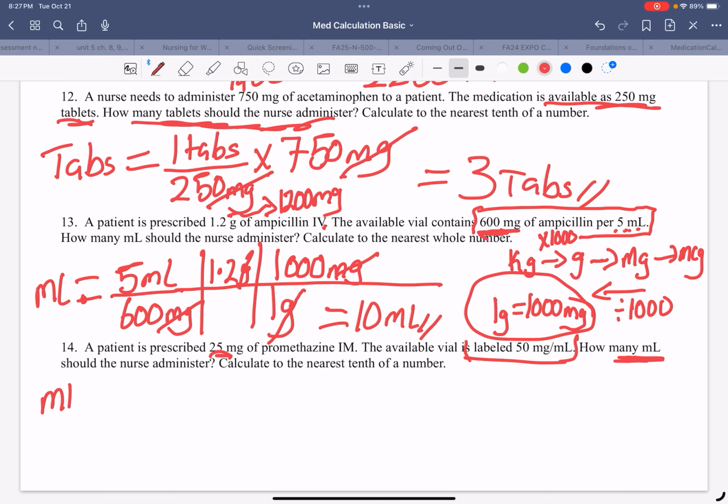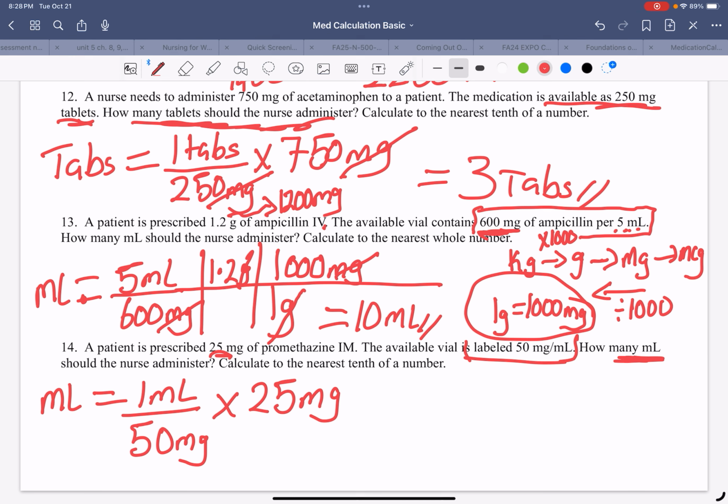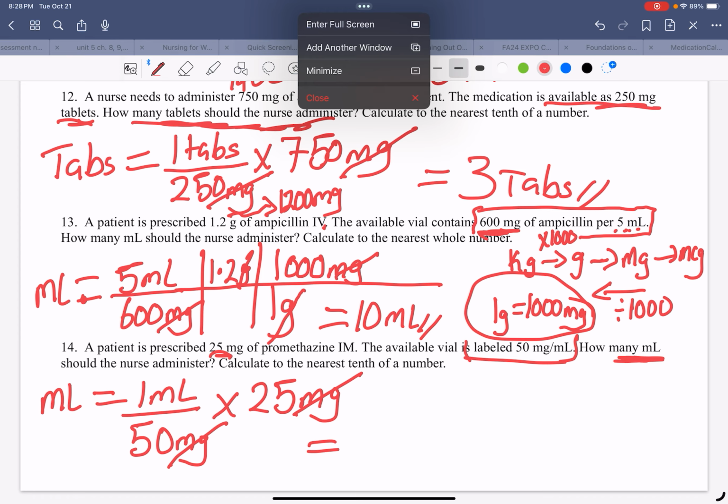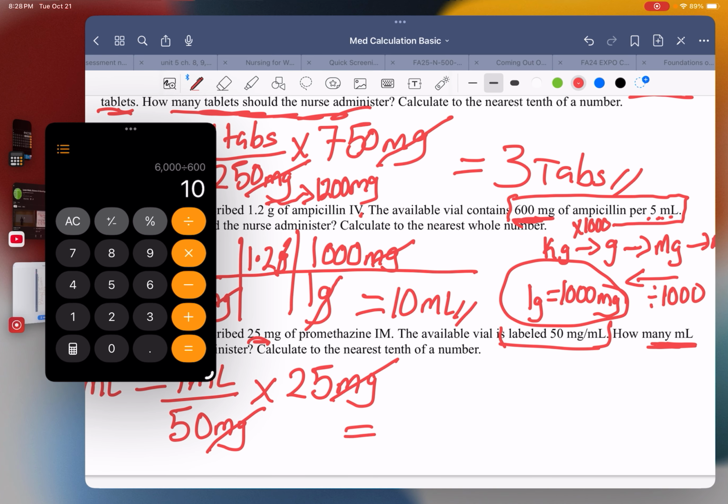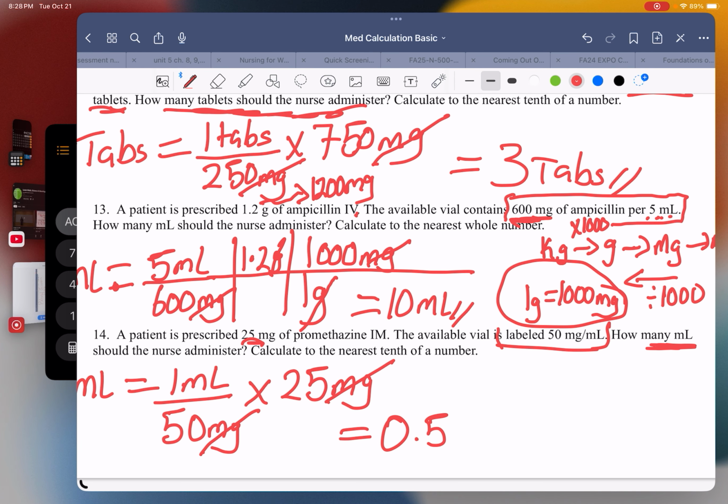All right, so we got milliliter equals available, right? For every 1 milliliter is equivalent to what? 50 milligram. And what was prescribed? 25 milligram. This is what was prescribed. So milligram cancel milligram, right? 25 divided by 50. That's relatively about half, but let's do the calculator. So that would be what? 25 divided by 50, which would be 0.5 milliliter.